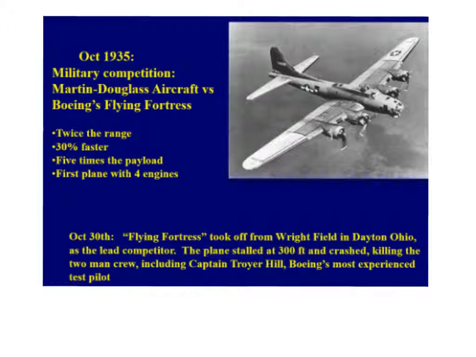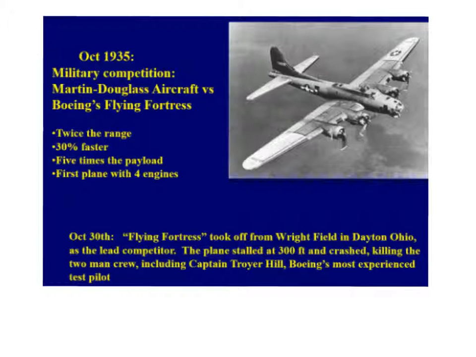Okay, so let me tell you a story. In 1935, there was a military competition: Martin Douglas aircraft versus Boeing's Flying Fortress. The Flying Fortress was twice the range, 30% faster, 5 times the payload, and the first plane to have 4 engines. It took off from Wright Field in Dayton, Ohio as the lead. But the plane stalled at 300 feet. It crashed. It killed 2 men, including Captain Troyer Hill, who was Boeing's most experienced test pilot.